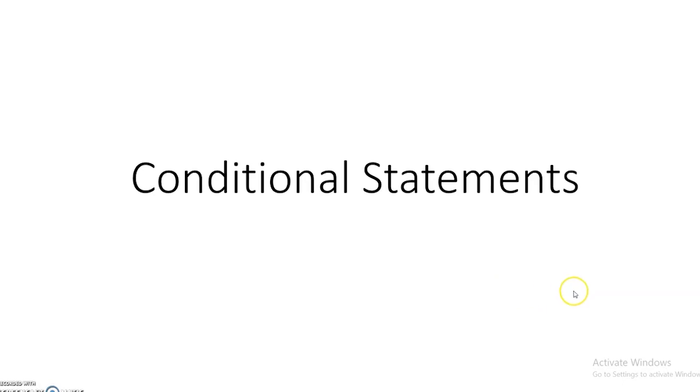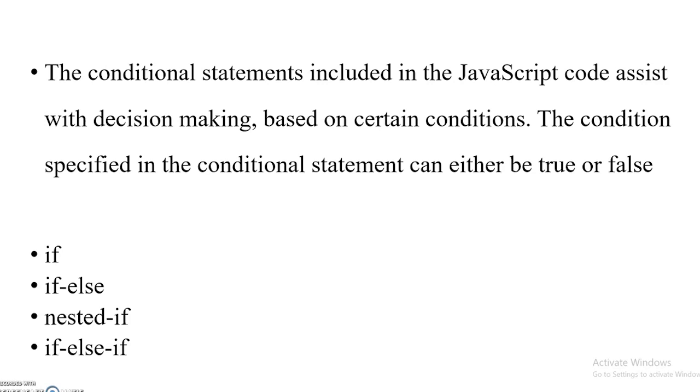Today we will study conditional statements. Conditional statements, or decision making statements, are used in programming languages to control the flow of programs based on certain decisions. The conditional statements included in JavaScript assist with decision making based on certain conditions. The conditions specified can be either true or false. If, else if, nested if else if, and switch case are the different decision making statements that we can use in JavaScript.